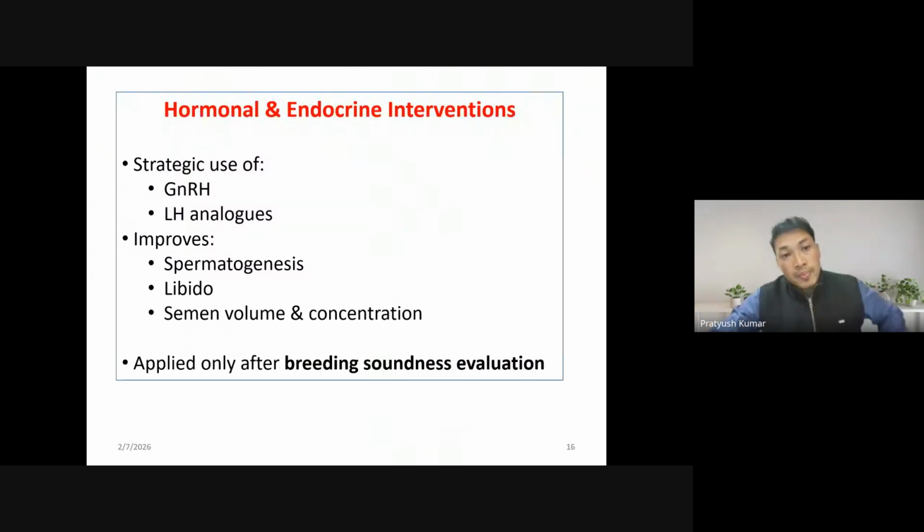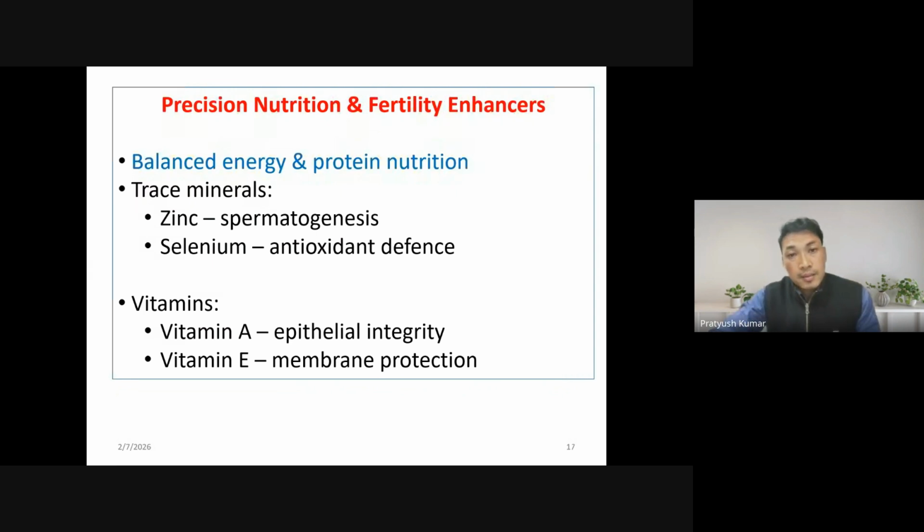And some hormonal and endocrine interventions, GnRH, LH. These also improve spermatogenesis and the libido of a bull. Semen volume and sperm concentration can also be improved after intervention with these types of hormones. And precision nutrition and fertility enhancers.